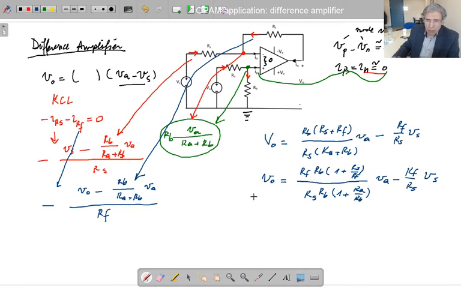Now we are saying if we choose this ratio RS over RF equal to RA over RB ratio. So that means this and this. If we choose them equal, then this disappears, this disappears, this disappears, this disappears. What is left is this, isn't it? V0 equals RF over RS times VA minus VS. That is the result that we were expecting.